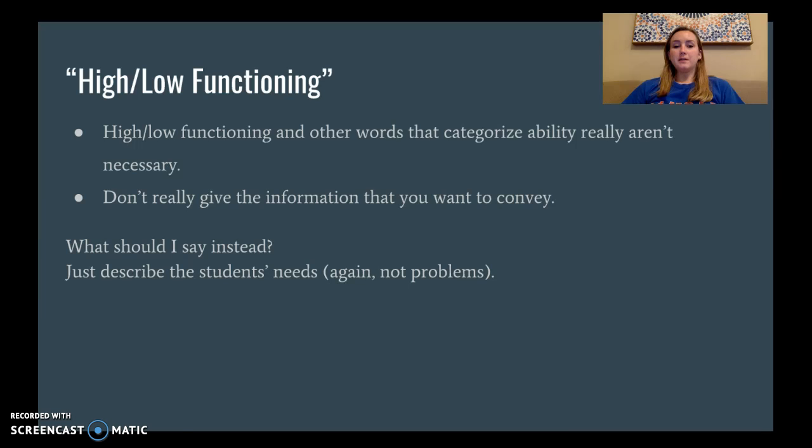We also want to really avoid talking about high and low functioning in students. So high and low functioning and other words that categorize ability really are not necessary, and I'm going to explain why. So one, they don't really give you any information that you want to convey. If I tell you this student is low functioning, that doesn't really tell you what the student can do or what they need. If I tell you something like they need assistance going to the restroom, that gave you a much better description of what the student needs than the words low functioning. It also kind of puts people into boxes and kind of puts a label on people that we don't necessarily want. So again, instead of saying high or low functioning, we just kind of want to describe the student's needs and what they can do.